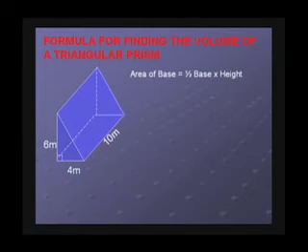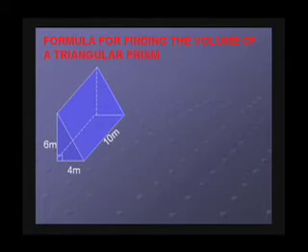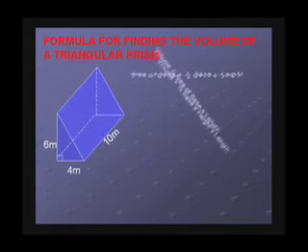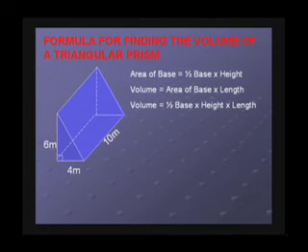The area of the base is found by multiplying half the base times the height. The volume is the area of the base multiplied by its length. Now, if we break down the area of the base, we would get half the base times the height. Therefore, multiplying all of that by the length, we would be finding its volume.